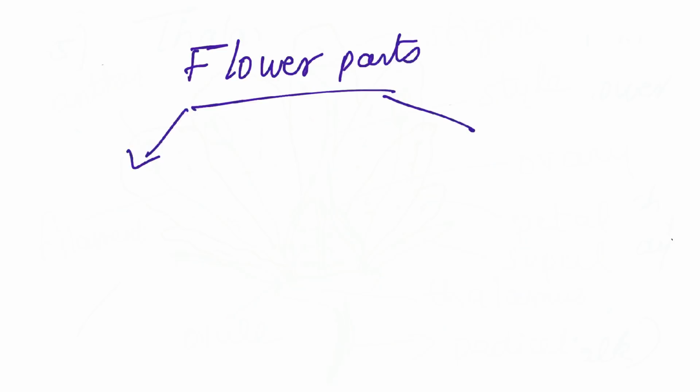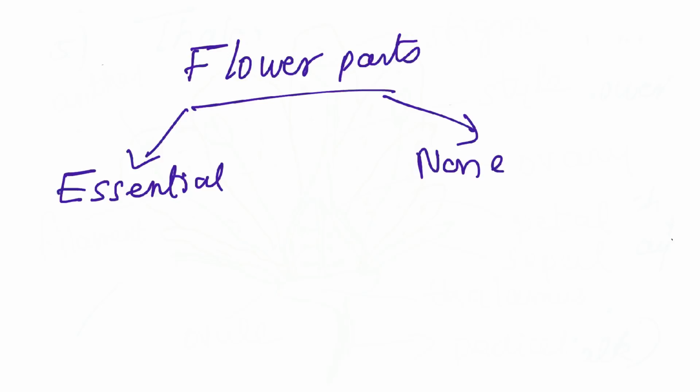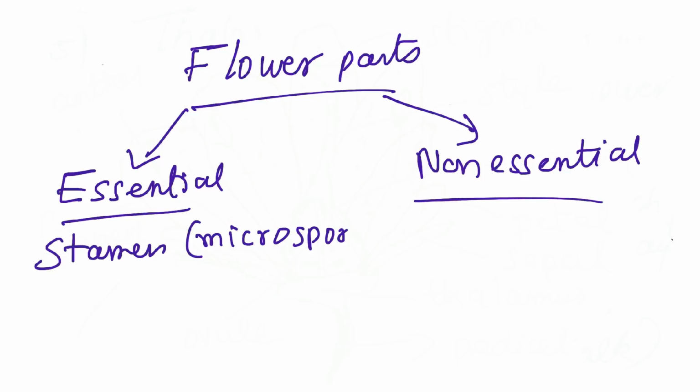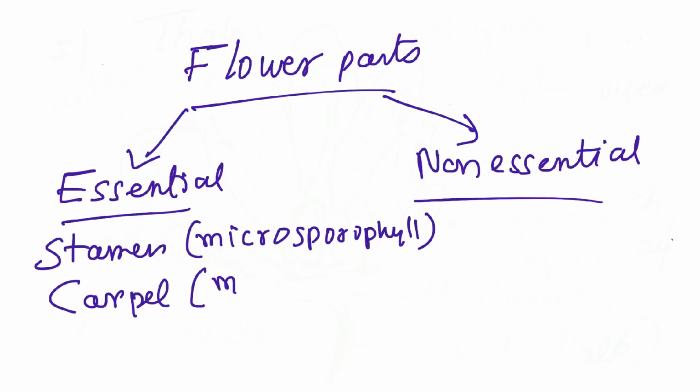Now, flower parts can be divided on the basis of particular criteria, and here we are looking at how such divisions can be done. So the first division is essential floral parts and non-essential floral parts. Essential basically means those floral parts which are important for reproduction, important for sexual reproduction, and as far as that is concerned, there are two parts, that is the stamens, which are the microsporophylls, and the carpels, which are the megasporophylls.